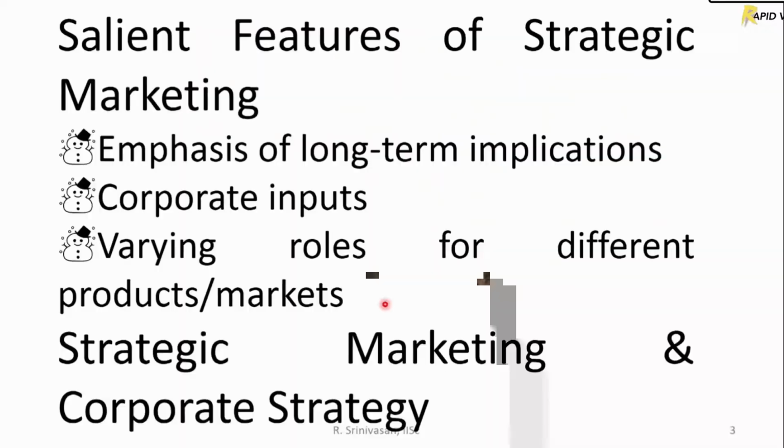Let us look at the salient features of strategic marketing. What is it that we are trying to do when we are looking at strategic marketing? The important aspect that we are looking at is emphasis of long-term implications. As a marketing manager, you may have to take decisions which are spur of the moment. Those spur of the moment decisions are not strategic decisions.